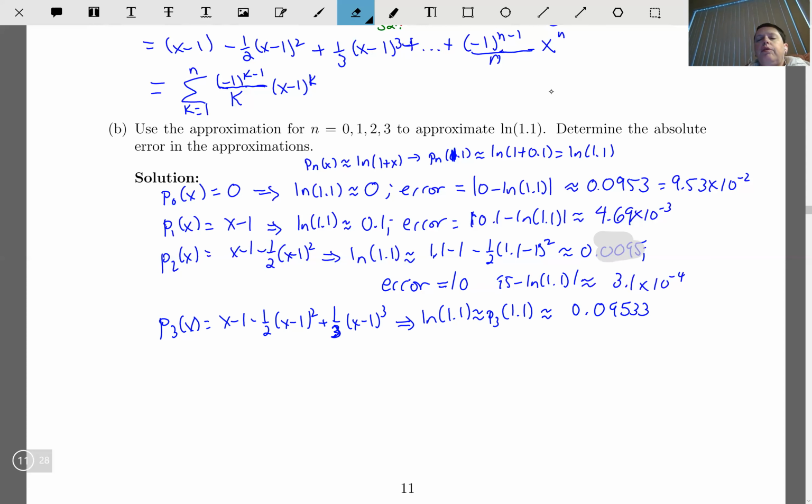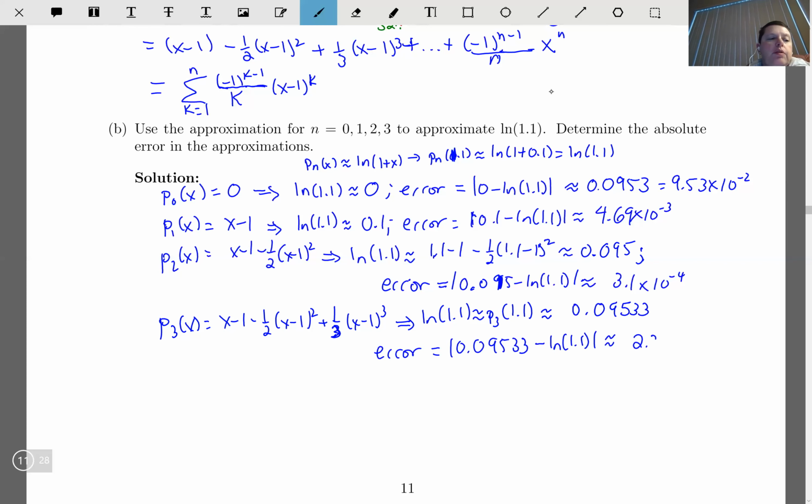Apparently plugging numbers into the calculator, typing them, and then reproducing them is not my strong suit. Okay, so the error for this one is the absolute value of 0.09533 minus log of 1.1, which is approximately 2.32 times 10 to the negative 5.